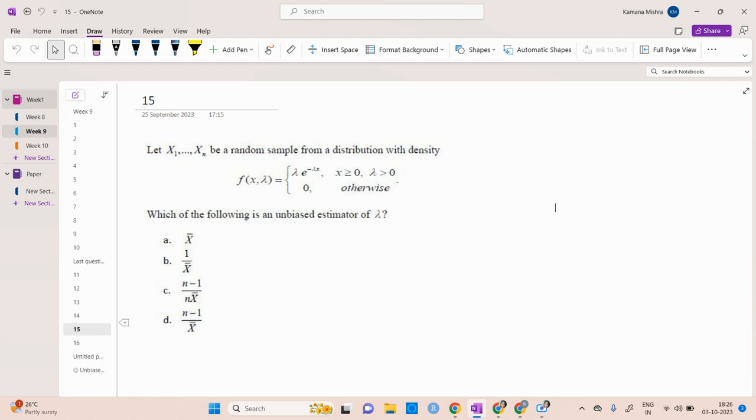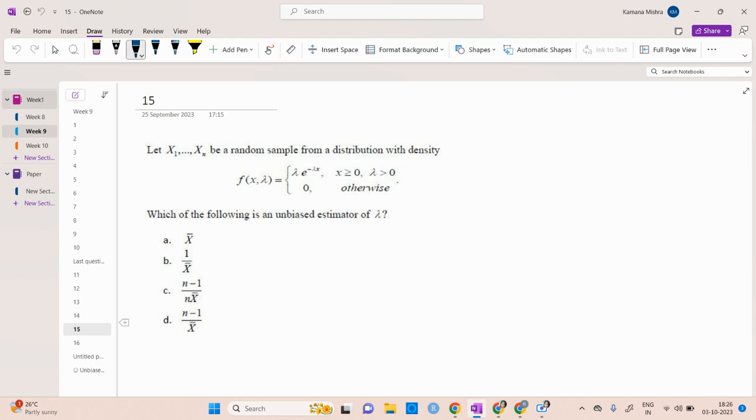So now what we can do is that we can use any of the methods like MLE, least square estimation, or method of moments. What we can do is just find an estimator and then see whether it is unbiased or not. If not, then we can try to find the unbiased estimator from that also, right?